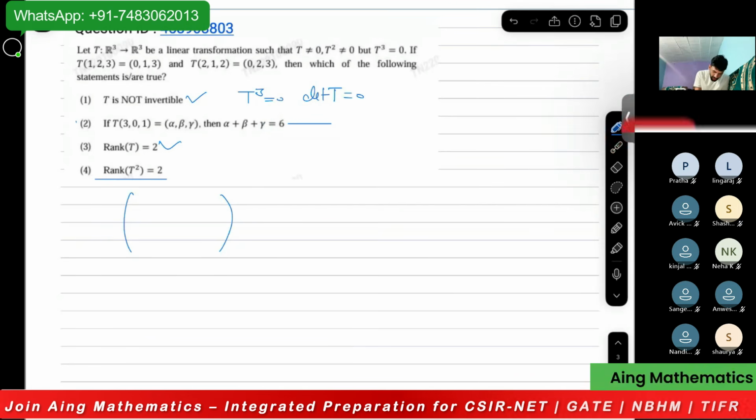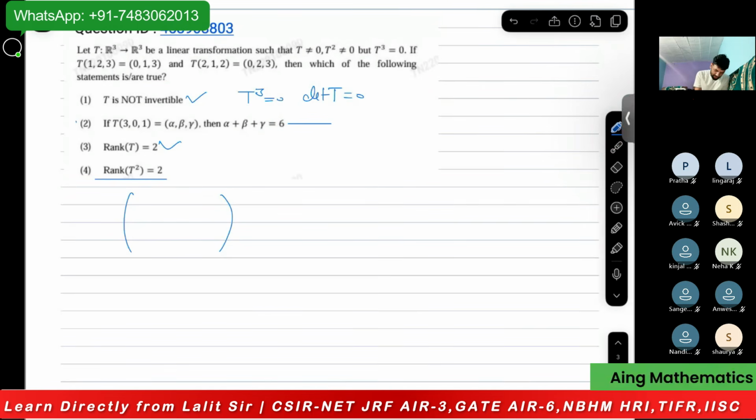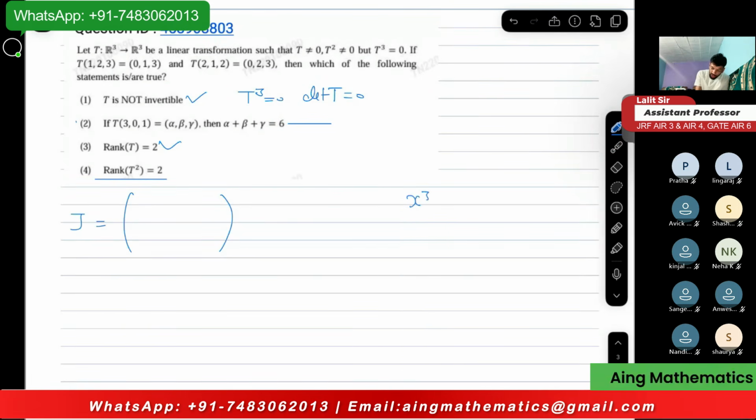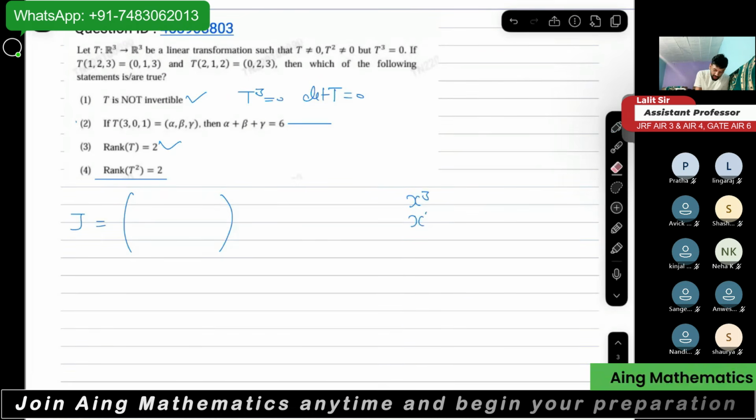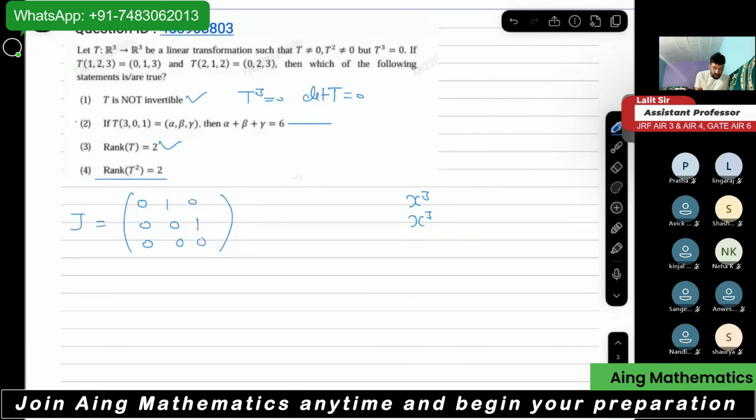The Jordan canonical form of T, and we can know the rank of T and its powers from the Jordan canonical form easily. So for J, the characteristic polynomial is x cube and the minimal polynomial is also x cube. So the Jordan canonical form is going to be this, right? Everyone knows how to write the Jordan canonical form.